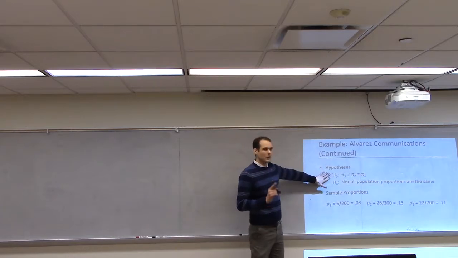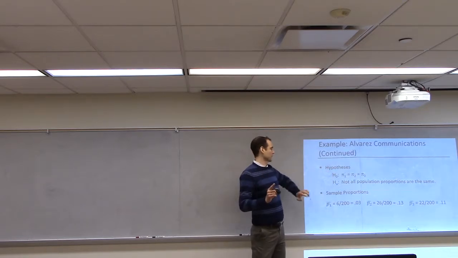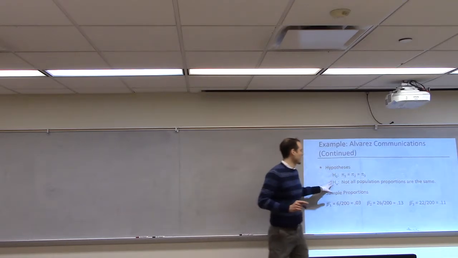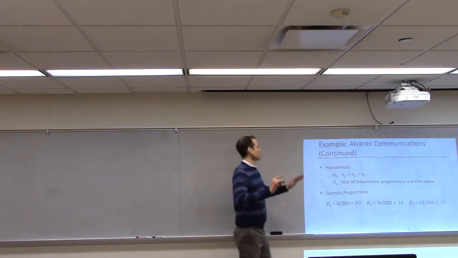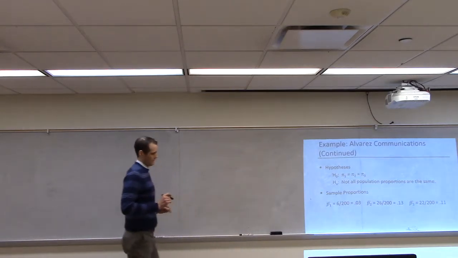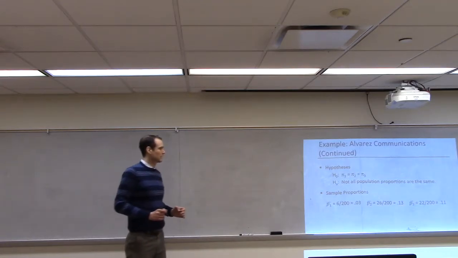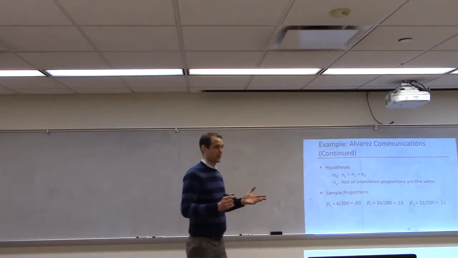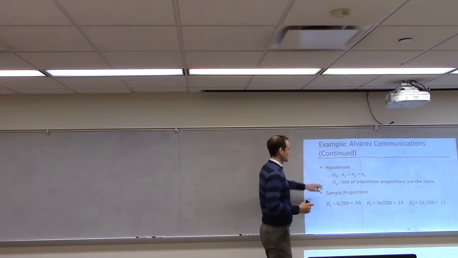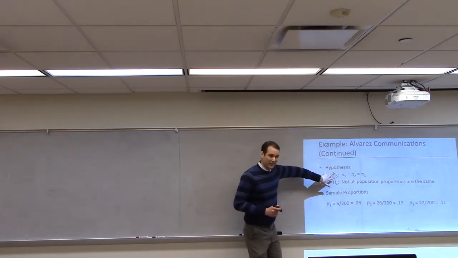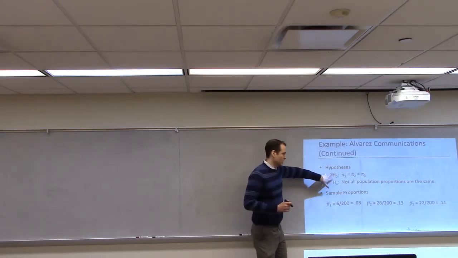Now do we have some evidence to the contrary? Some evidence that that may not be true? Yes, we do. The question is, is it overwhelming? And if it is overwhelming, we're going to say not all population proportions from these suppliers are the same. And say we'll use a 5% significance level. That's what we consider overwhelming evidence. If we have something that is less likely than 5% given this assumption, then we're going to reject this.